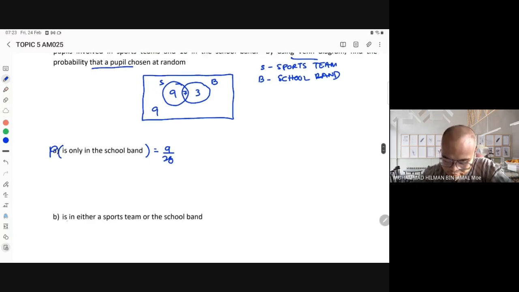Okay, probability of is in either sports team or in the school band. Okay, so maksudnya dia sama ada dia masuk sports team ataupun dalam school band lah. Okay, so yang ni you kena tambah je 9 tambah 7 tambahkan dengan 3. Okay, so 9 tambah 7 tambah dengan 3 dia akan dapat 19/28.